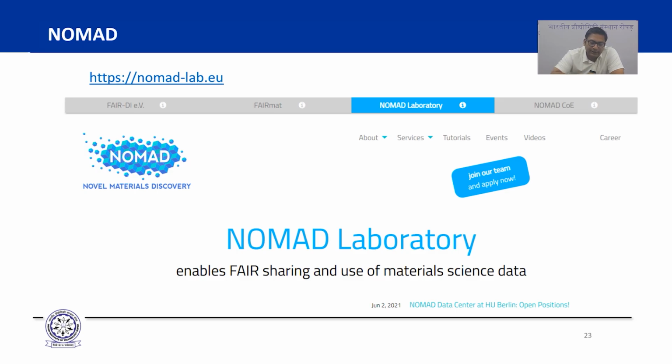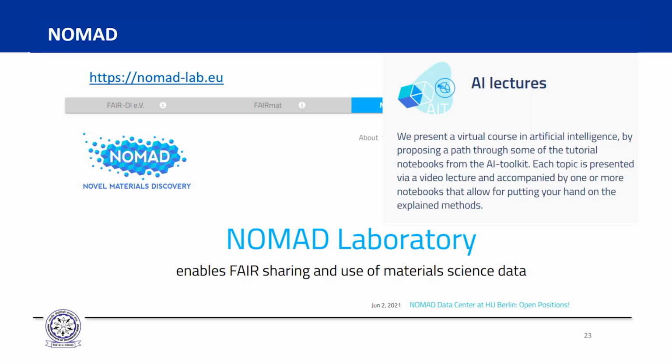And then closely related to that is a second EU initiative, which is called NOMAD. NOMAD stands for Novel Materials Discovery, and this is again a machine learning enabled materials discovery platform. And you can also get a good amount of data sets from this NOMAD website. Now, in addition to having the different types of data sets, you can also participate in some of the lecture series that they conduct now and then.